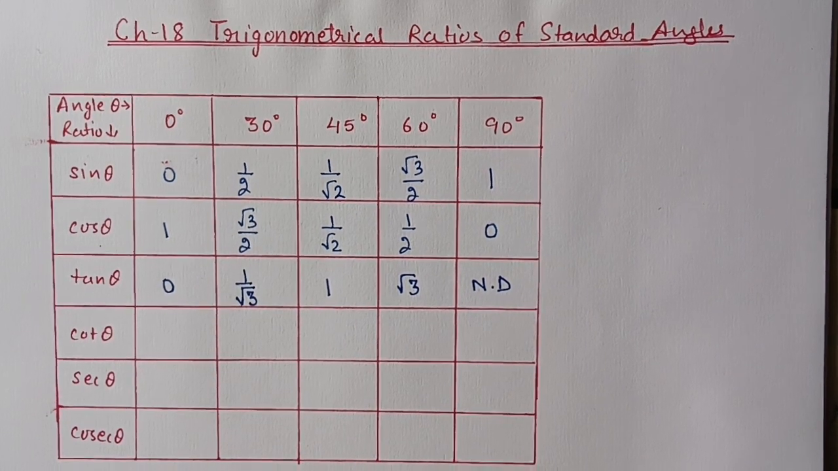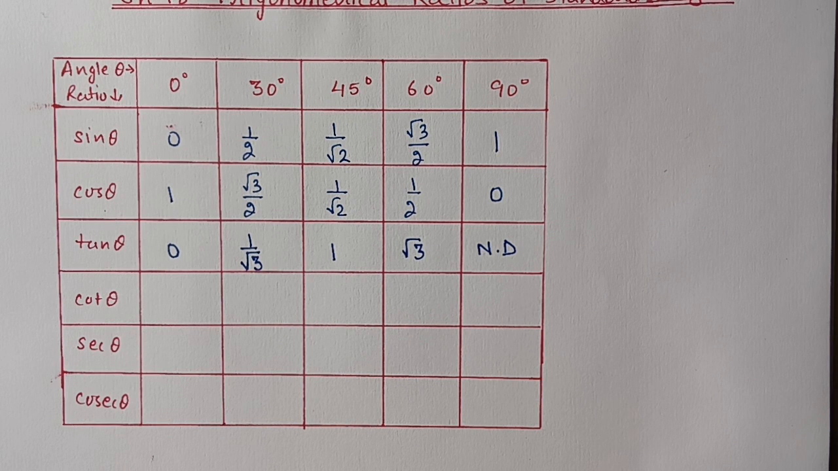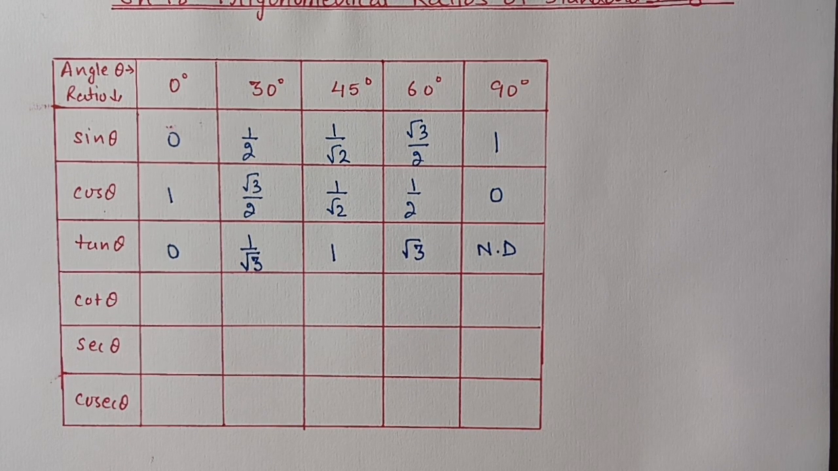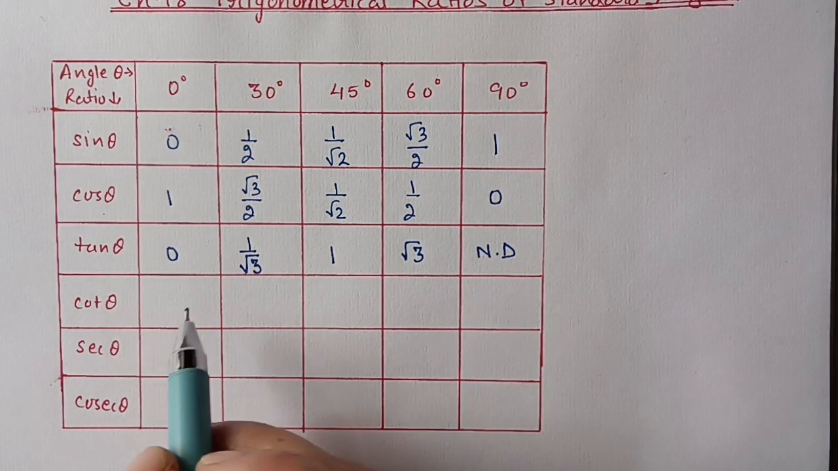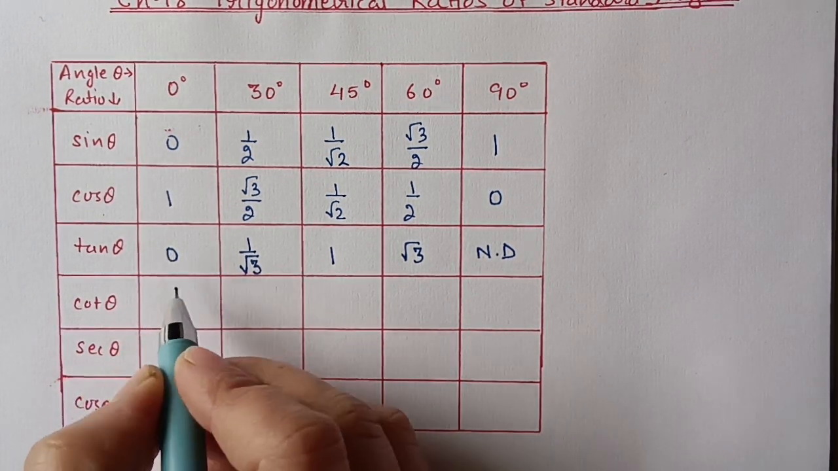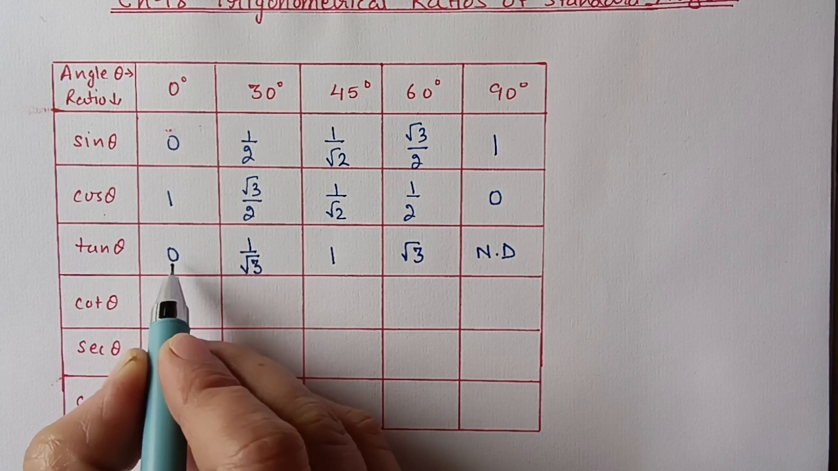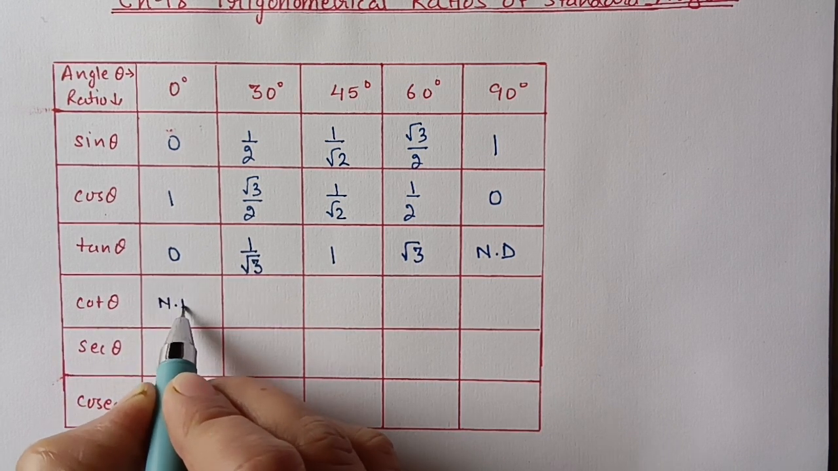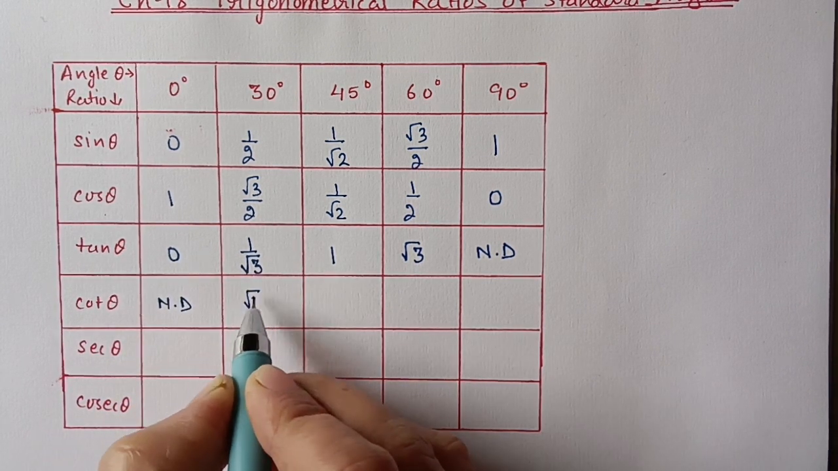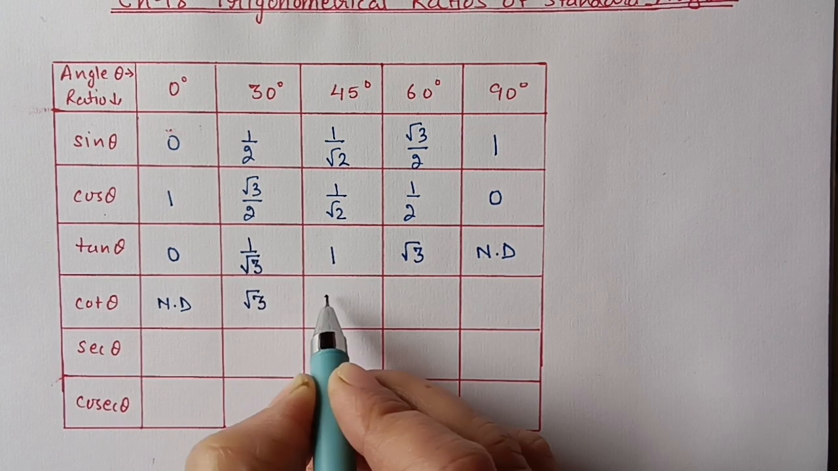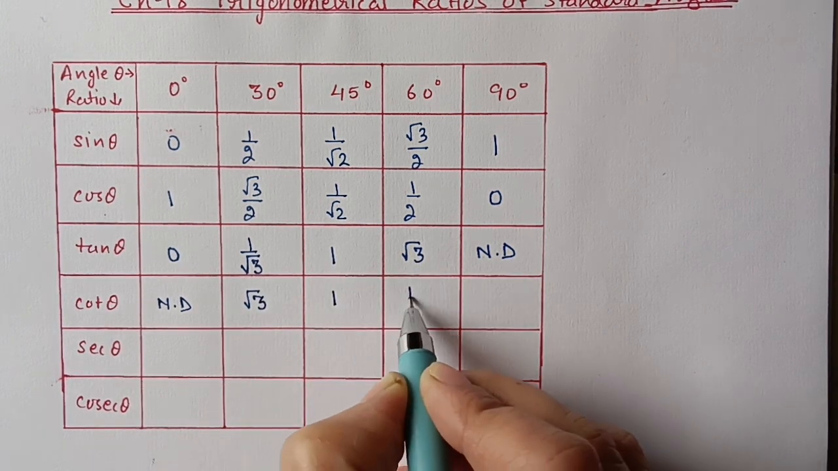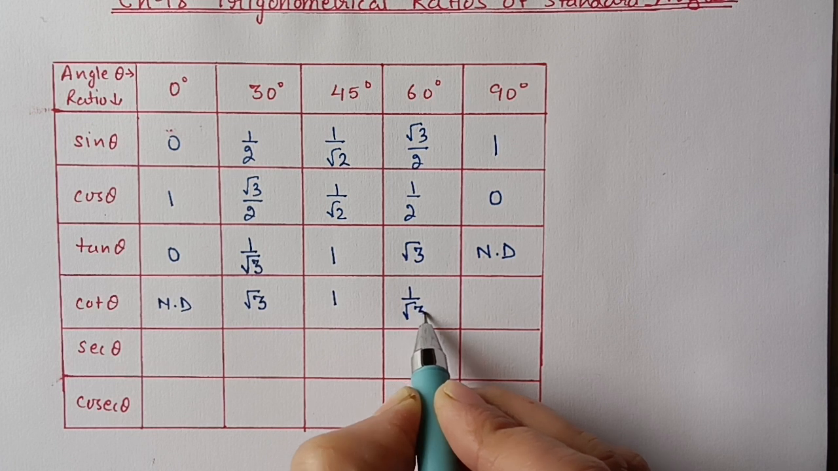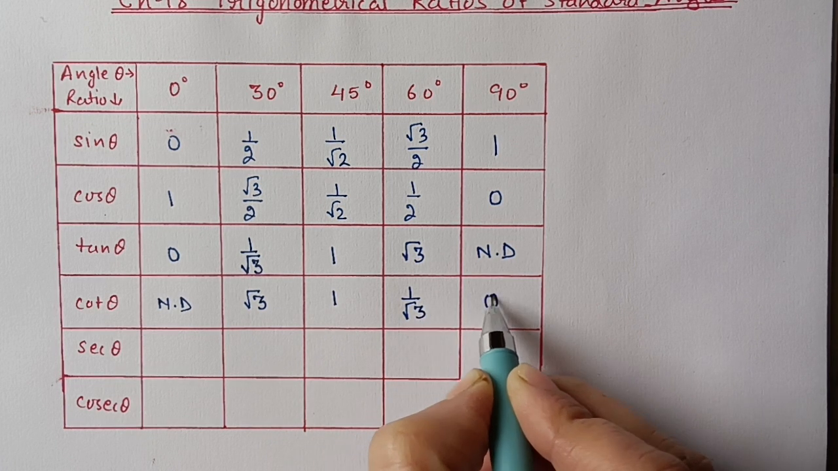Now for cot. For cot, as tan and cot are reciprocal to each other, the same thing you have to reciprocal. So this you can write like this, or you can reciprocal it. 1 by 0 means not defined. Reciprocal it, so you will get root 3. Do the reciprocal of 1, reciprocal of root 3, 1 by root 3, and this is 0.